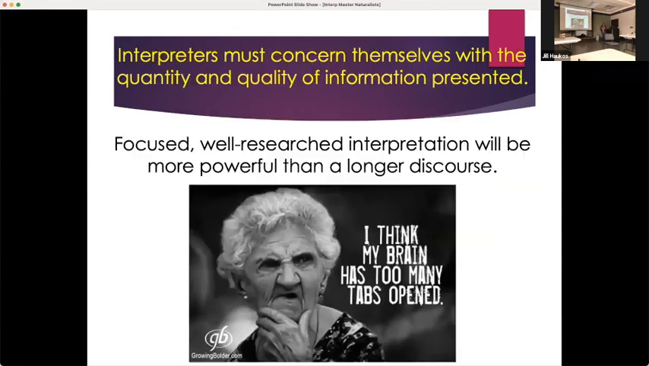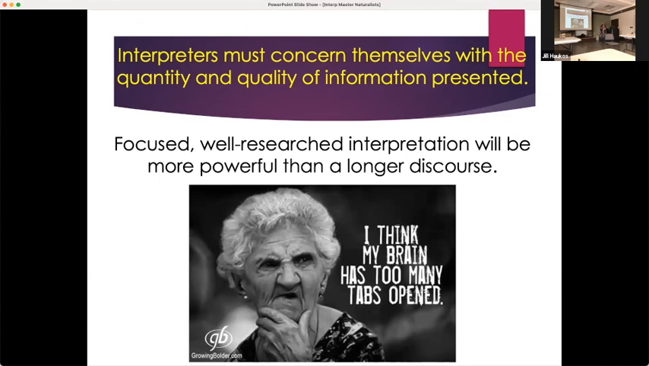So use the theme. Focused, well-researched interpretation will be more powerful than longer discourse. Again, that theme helps with that. Just talking and talking about every single aspect of your topic does not mean as much as focusing in on a well-researched main idea that you want your audience to learn.